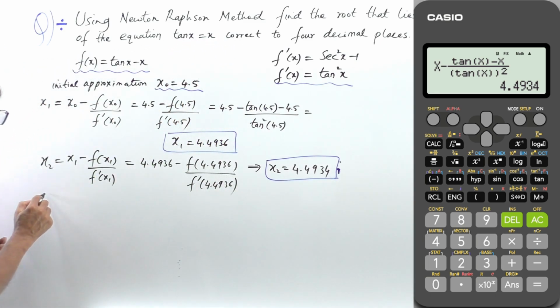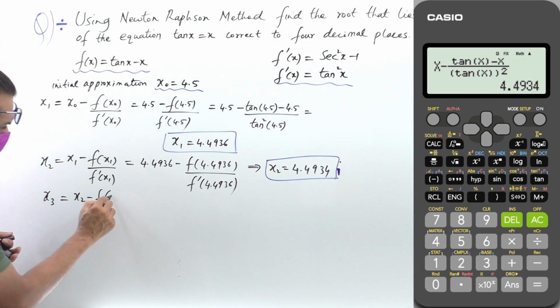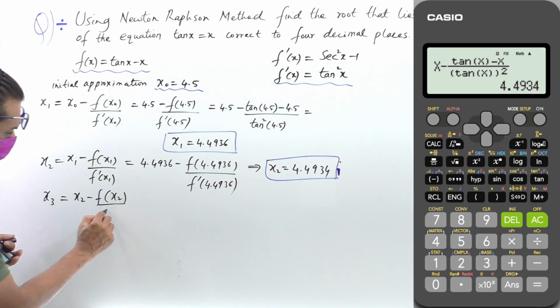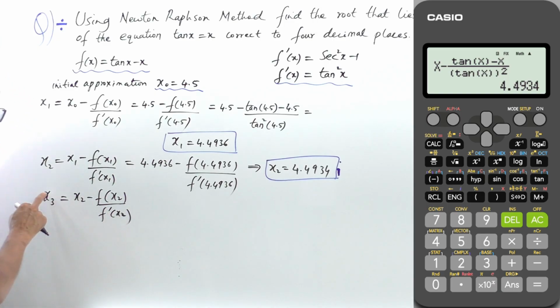Similarly, we'll find x3. So x3 will be equal to x2 minus, according to Newton-Raphson, f of x2 over f dash of x2. Okay, so this x3 is equal to.